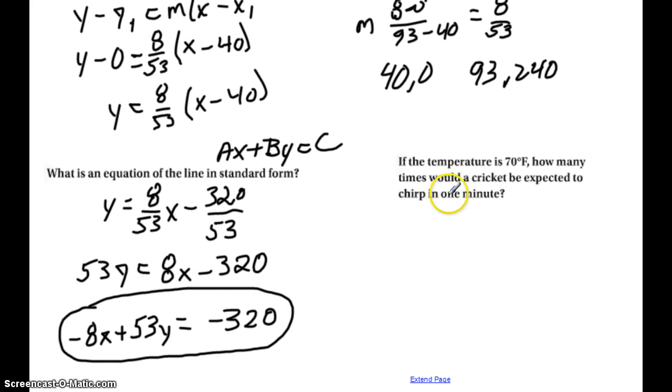So let's suppose we wanted to find out and use this function, remember this is a function, to determine how many cricket chirps to expect in a 1 minute time frame. Well, our function here is y equals 8/53 x minus 320/53.